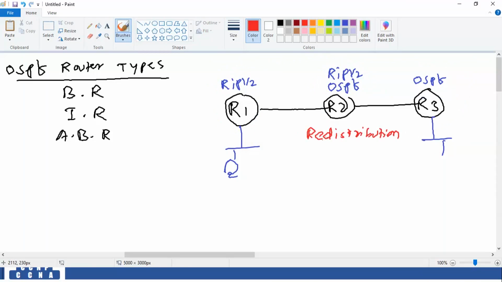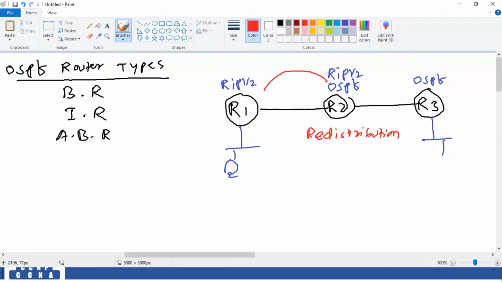If we configure redistribution, then different protocols can also communicate. So what will redistribution do? RIP networks it converts into OSPF, and whatever OSPF networks convert into RIP. Then R1 will understand R3 is also RIP, and R3 will understand R1 is also OSPF. So the middle one will manage it.